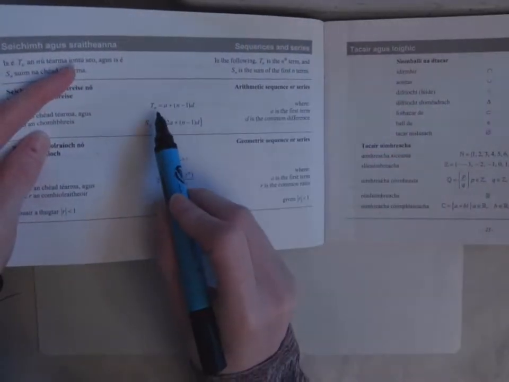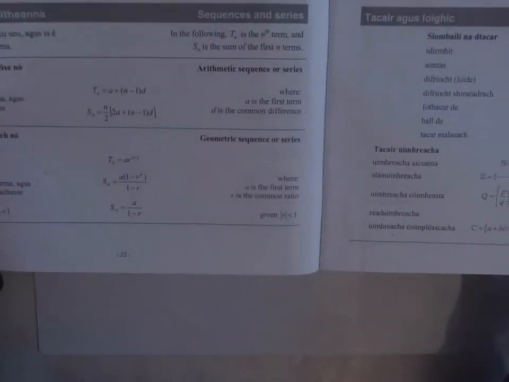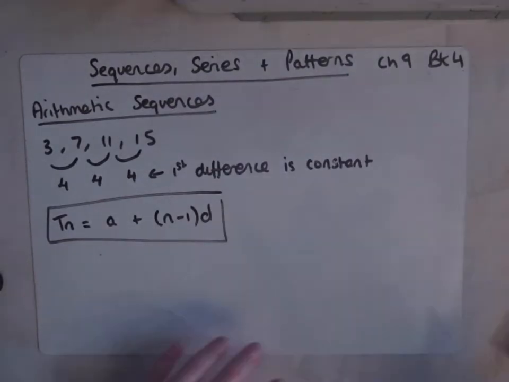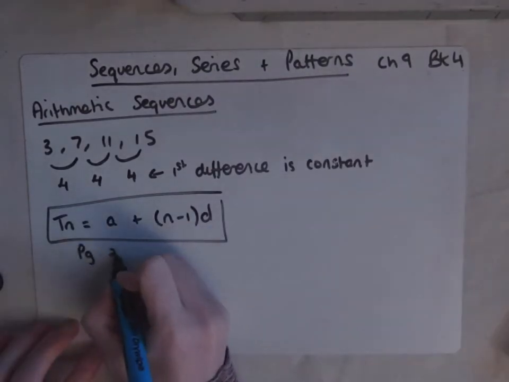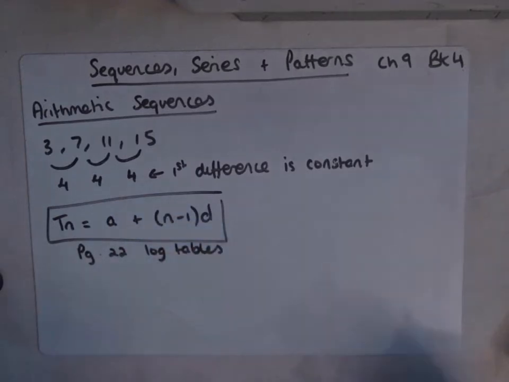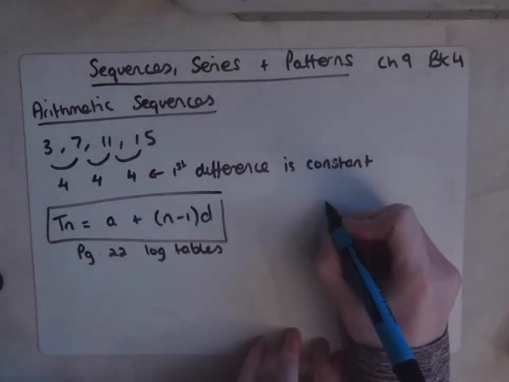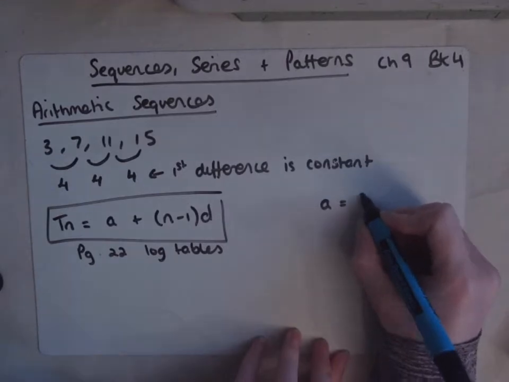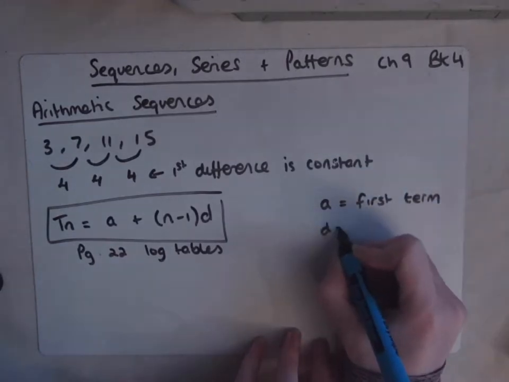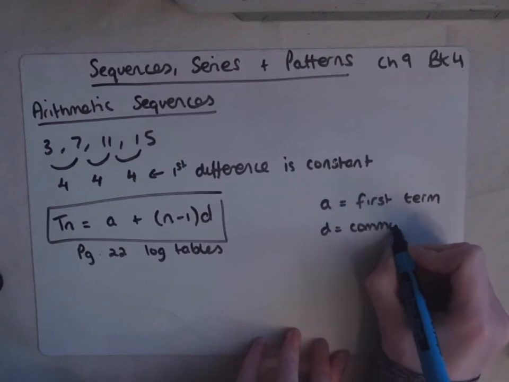So you'll see this arithmetic sequence, there's your general term. And it also tells you on the side, a is the first term and d is the common difference. So that's on page 22 of your log tables. So a is your first term, d is your common difference.